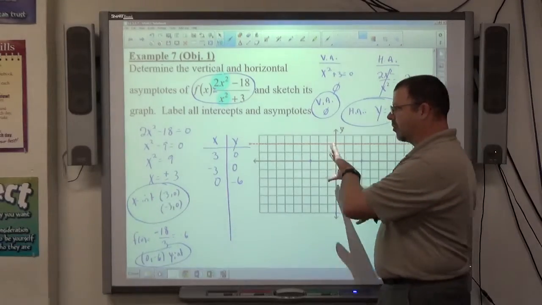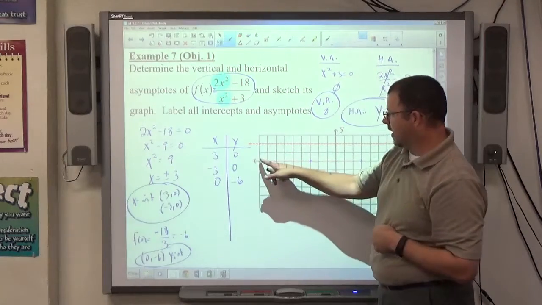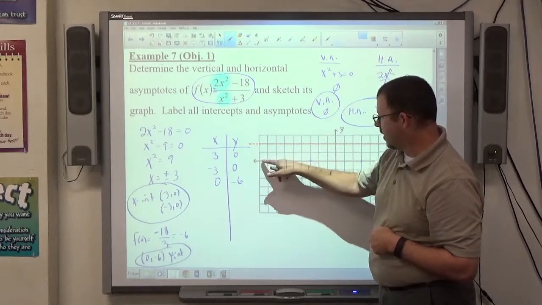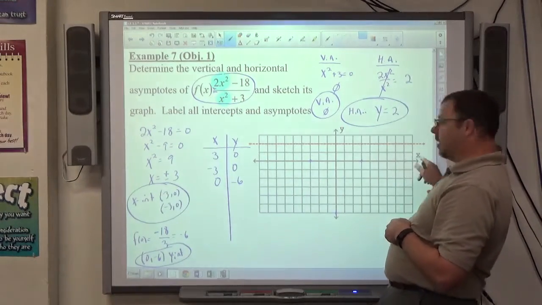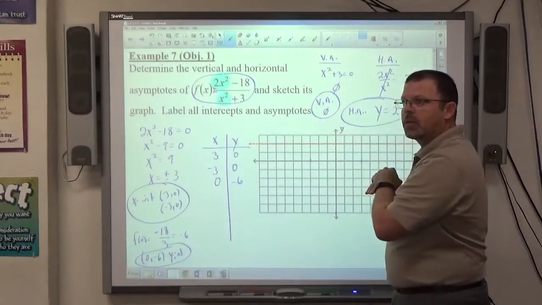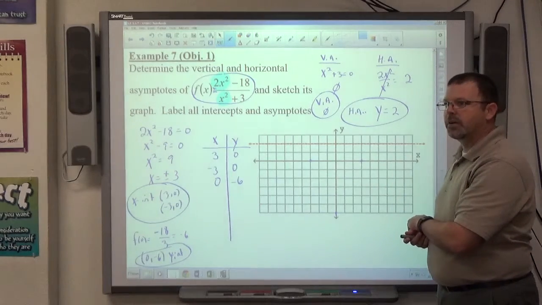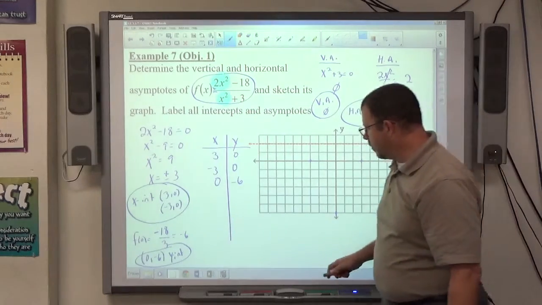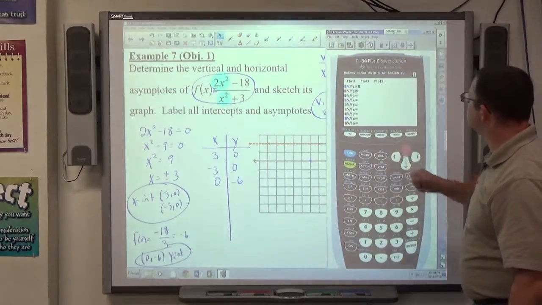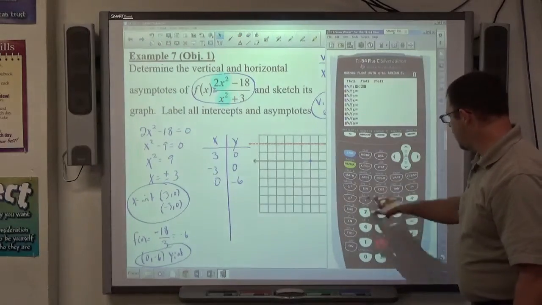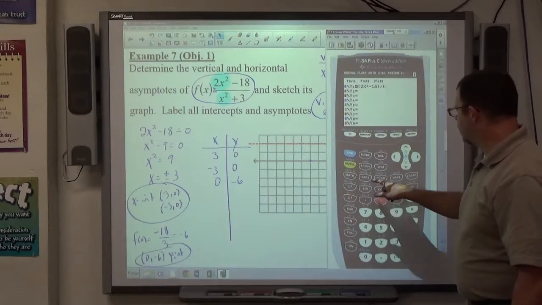As far as the horizontal asymptote is concerned, numbers further away from 0 are going to help you establish what's happening there. So numbers like negative 9, negative 8, negative 7, and positive 7, 8, and 9 will help me get a clearer view of what's going on. It wouldn't hurt to pick every integer, because our calculator is going to be doing the work for us. If I'm going to find any more points, I'm going to grab my calculator. So y equals, clear out what's in there, and type in parentheses 2x squared minus 18, in parentheses, divided by parentheses x squared plus 3.